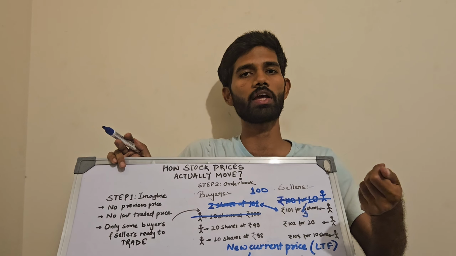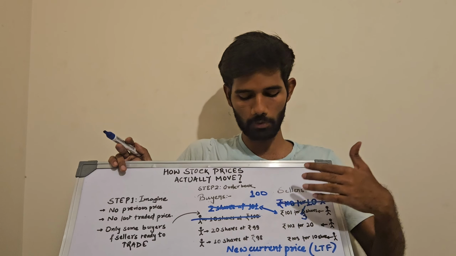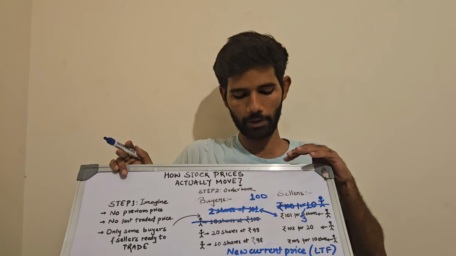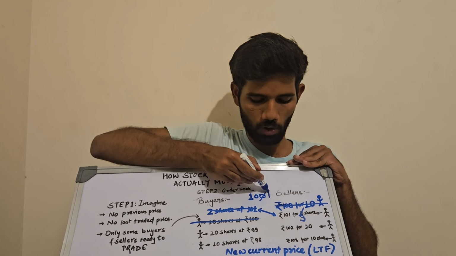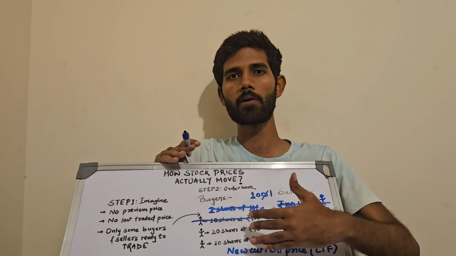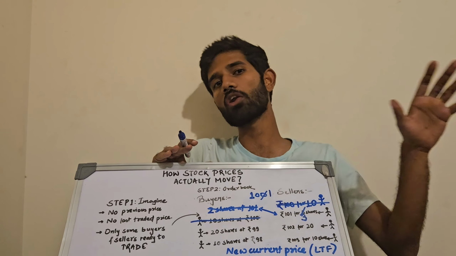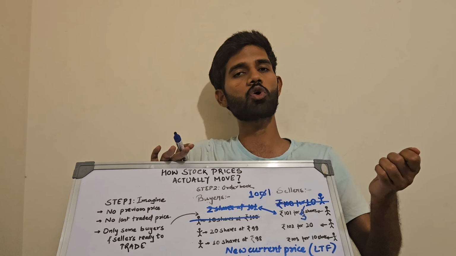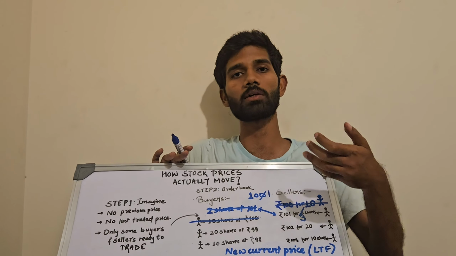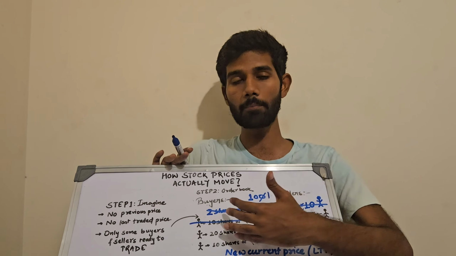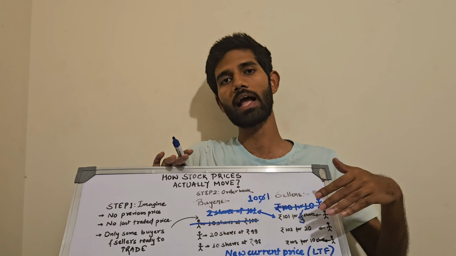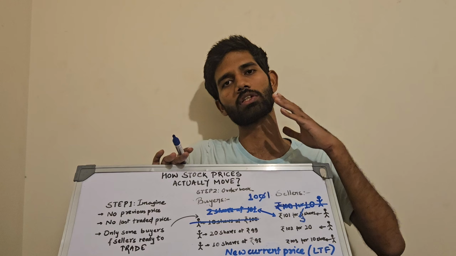So what we learned today is how the stock market prices move. The current price now will be 101, with this order book. This is what happens in the actual stock market as well, but it happens on a very large scale. The stock markets have matching algorithms to match these sellers and buyers at very high speed, and that's how you see those fluctuations.